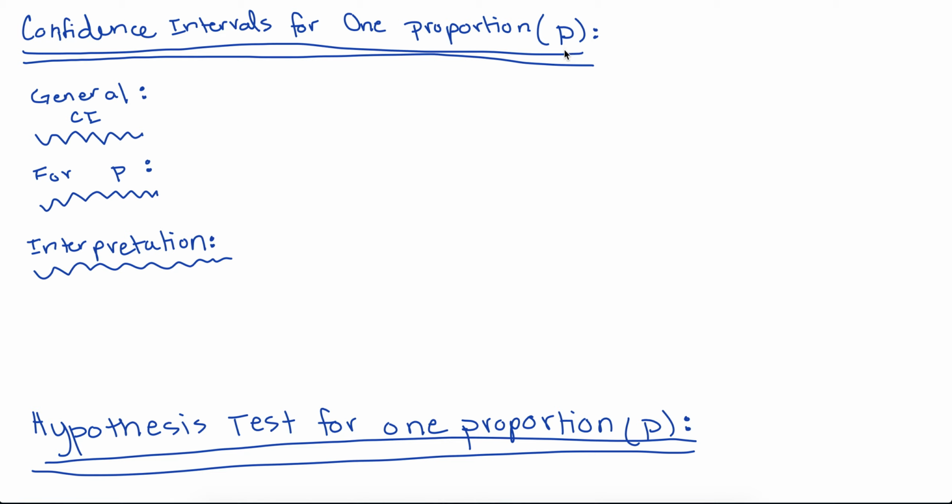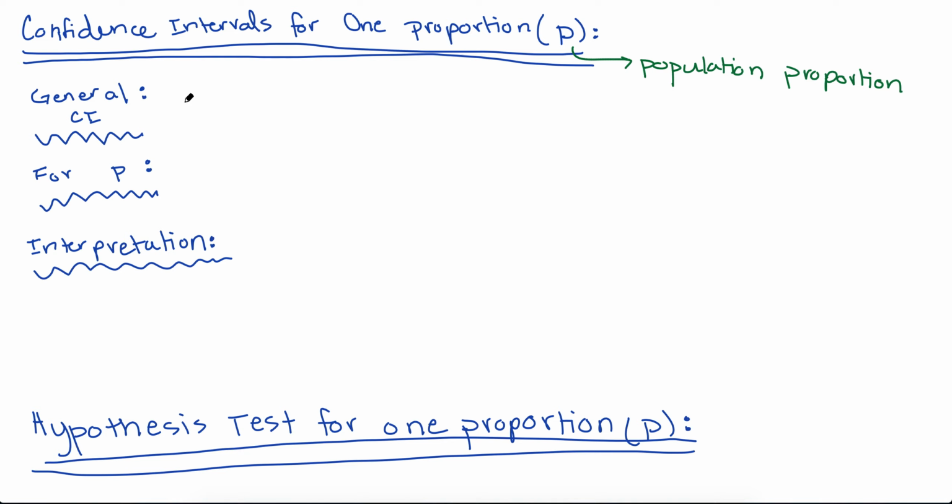Notice I'm using the symbol here in parentheses, p, to remind us our goal is to estimate the population proportion. That's what p stands for. So that's our target. We don't actually have the entire population at hand, but we're going to use our data to estimate this population proportion with an interval that has some level of confidence.